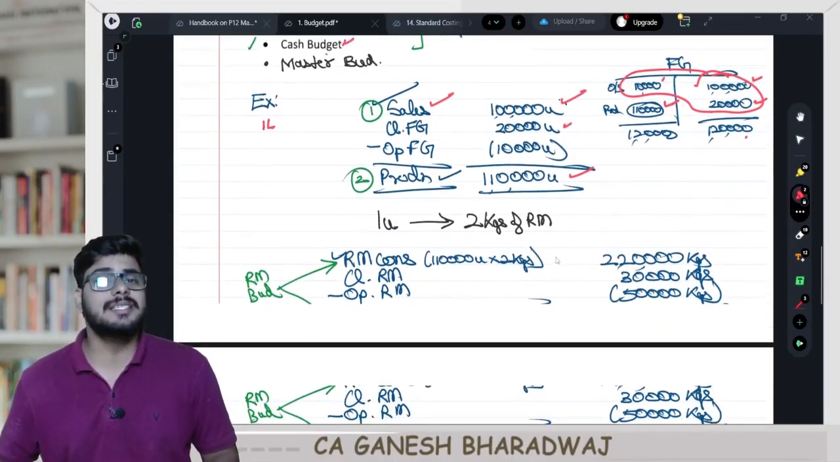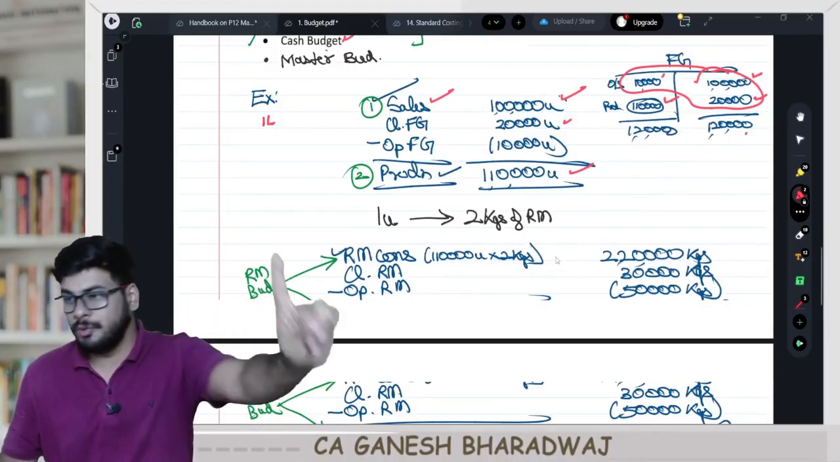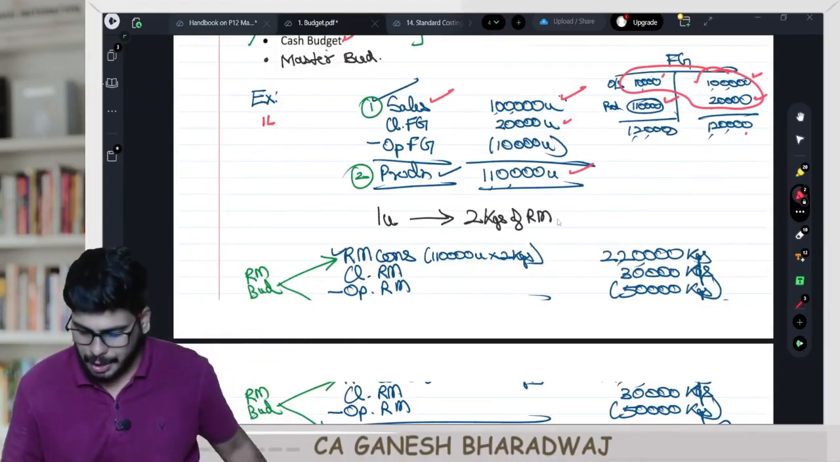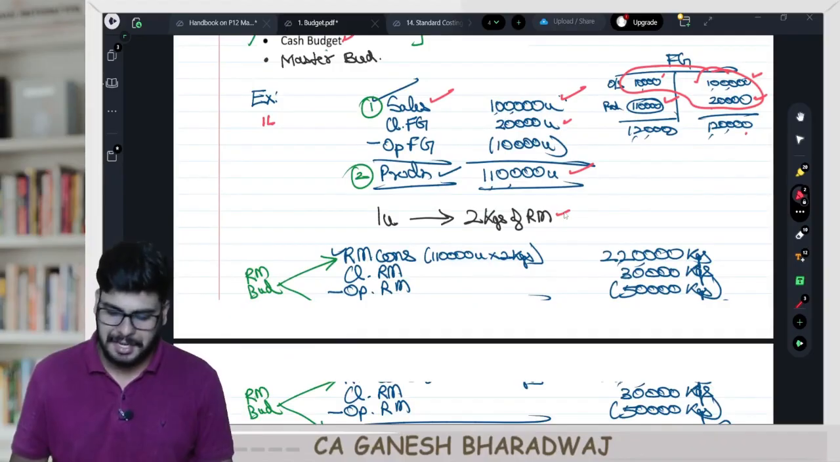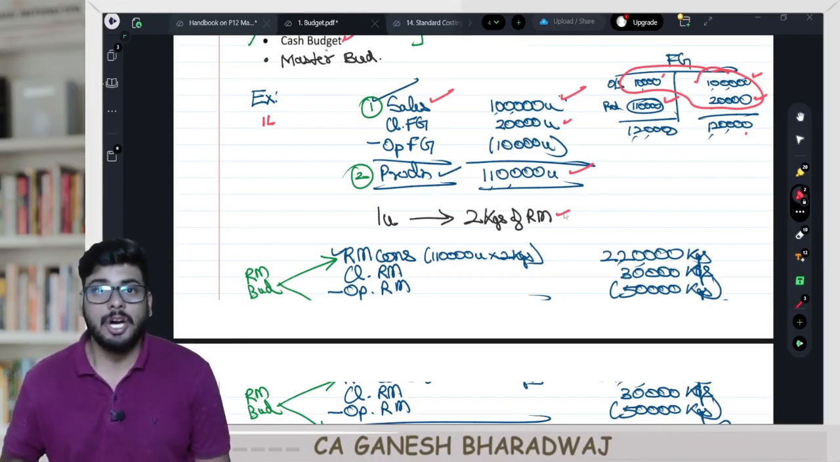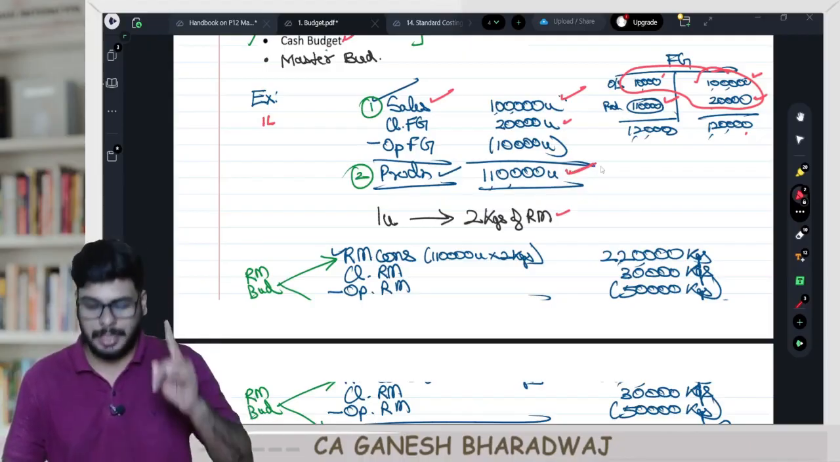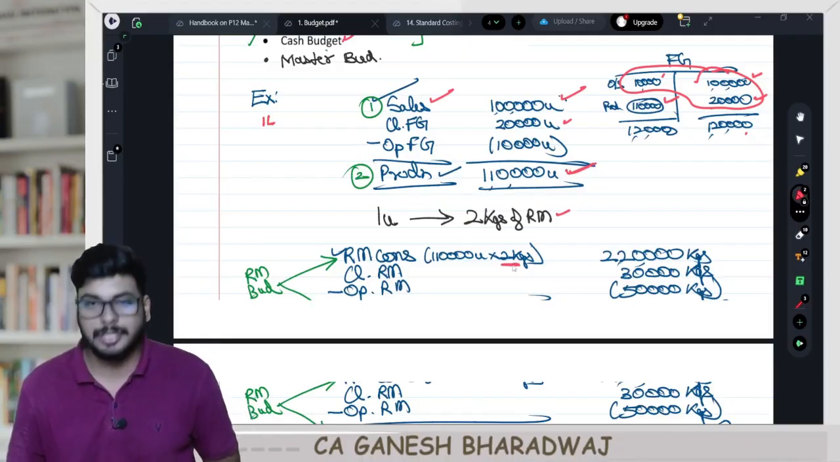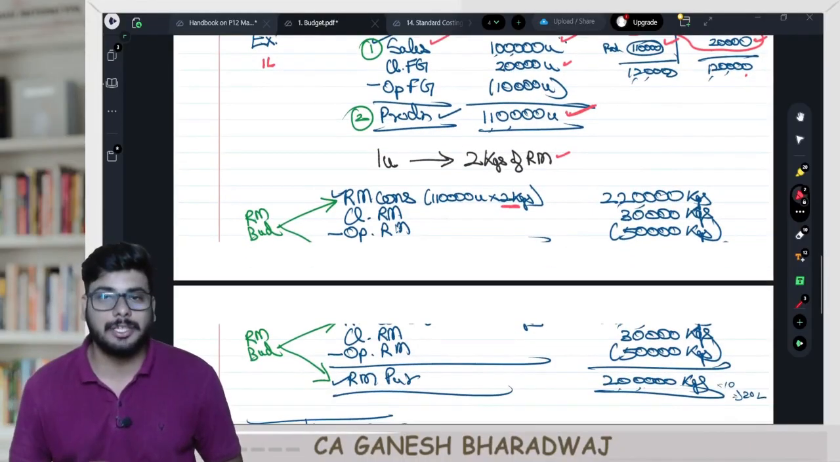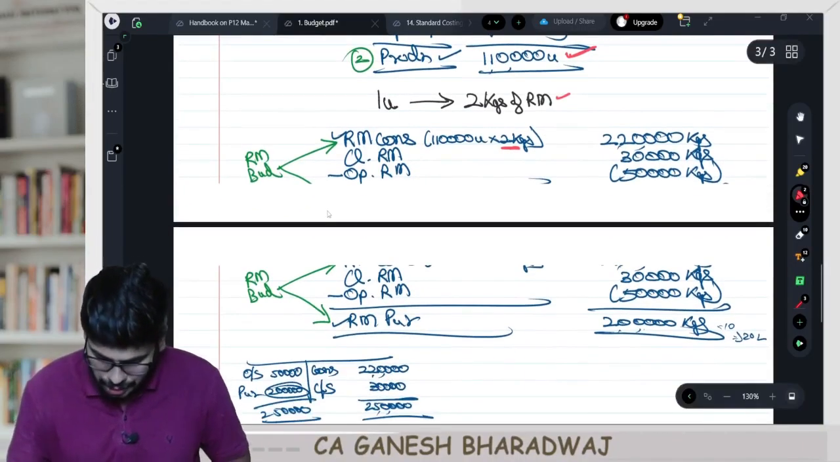Now, let us say to produce 1 unit of my FG output, I require 2 kgs of raw material, right? Now, how many kgs of raw material will be consumed in this year? I need to produce 1,10,000 units, right? And every unit will consume 2 kgs. It's going to be 2,20,000 kgs. Are you clear with this? So now let me just put it here.